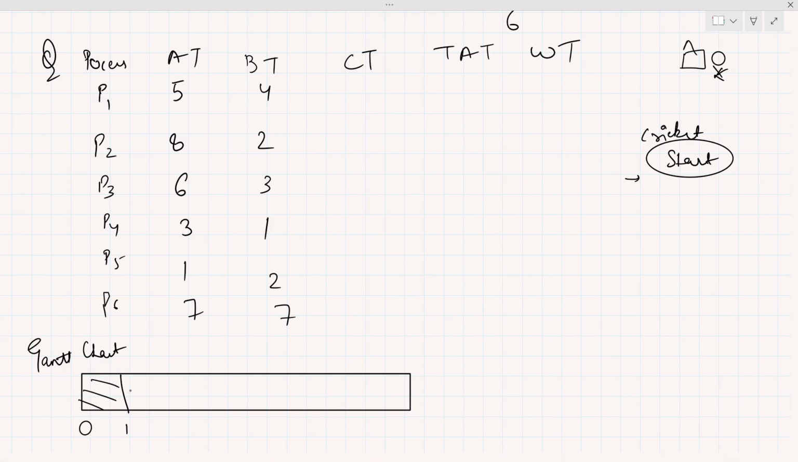Okay, so many students write P5 and run this P5 process. This is wrong. If the process is not in the ready queue, then how can you execute that process? P5 comes into the ready queue at arrival time 1, so at 1 you can give the CPU to P5. But if there is no process in the ready queue, how can you give the CPU to a process?